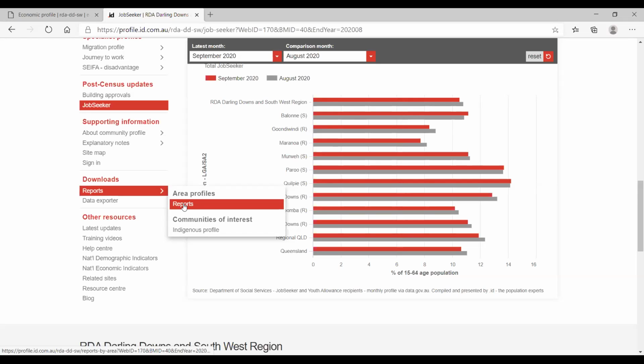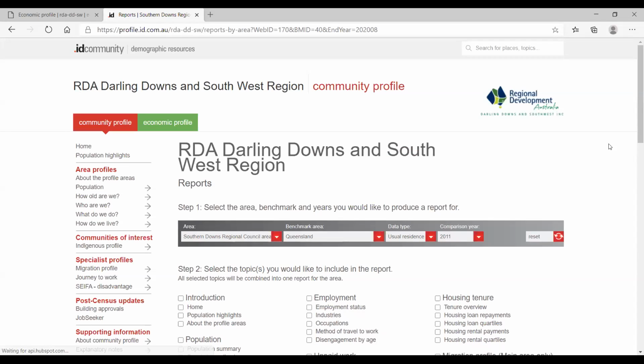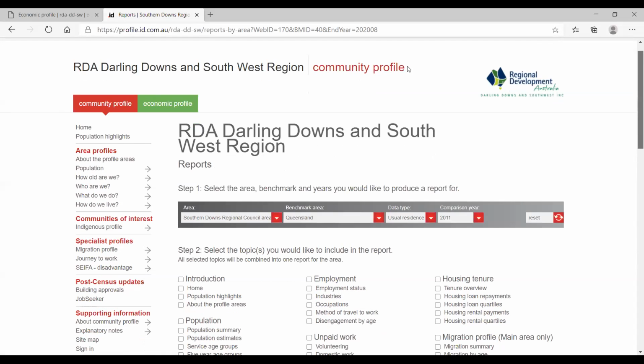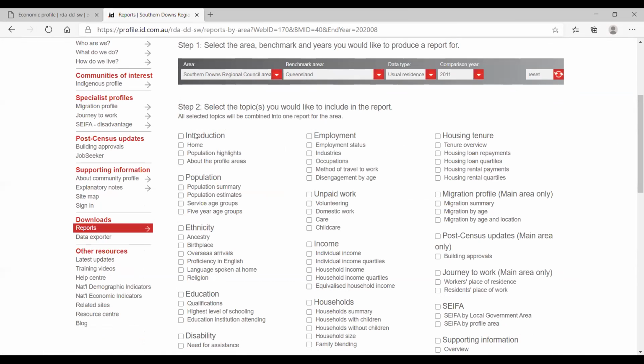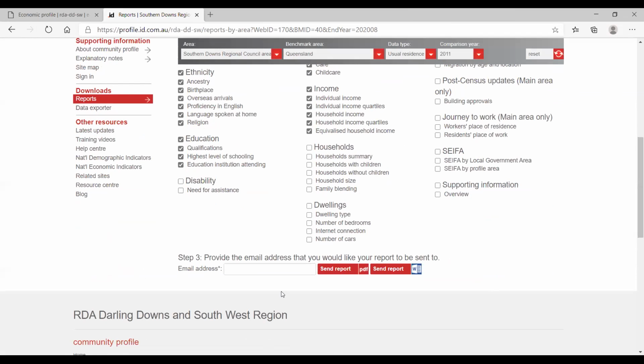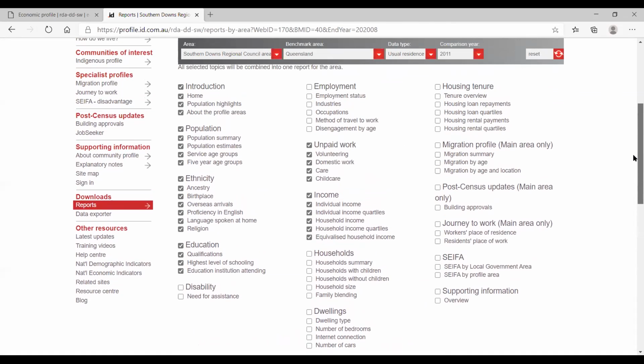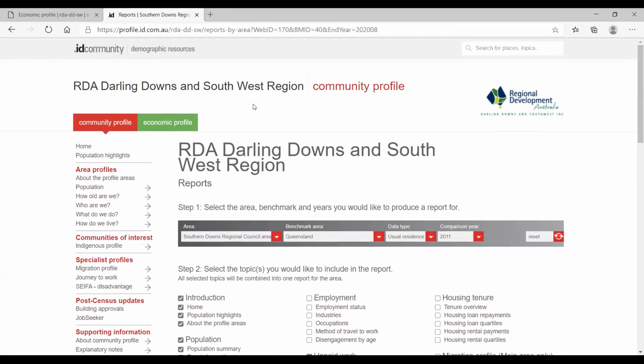This is it. So now, guys, we come down here and we can also download a report for all of those variables that we had in there for any of the areas under the RDA DDSW profile. You just click on all of these things. So if I want to look at incomes and unpaid work, I come down and put my email address in there and send myself a document in Word or PDF. I would suggest sending it to yourself in Word and taking out all the stuff that you don't need. Otherwise, you're going to have a huge document, half of which you don't necessarily need. So that's my community profile.